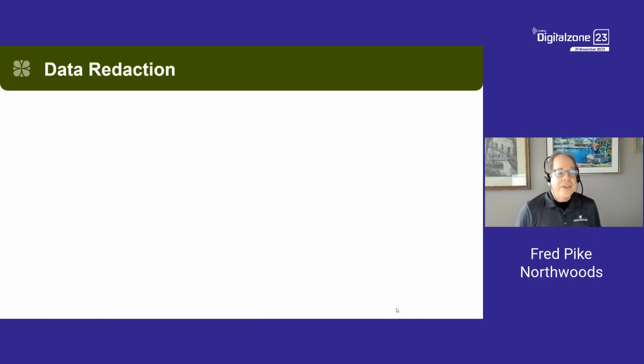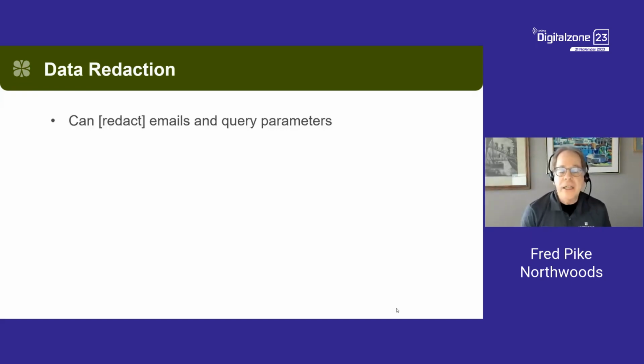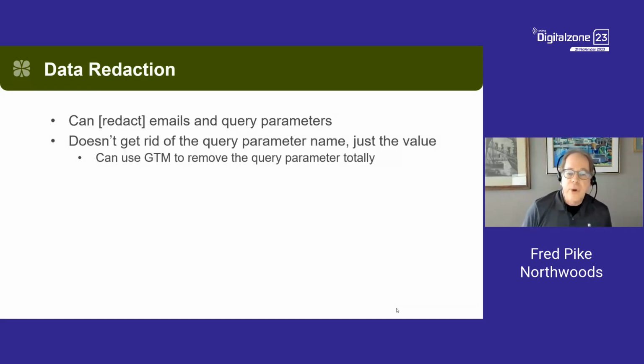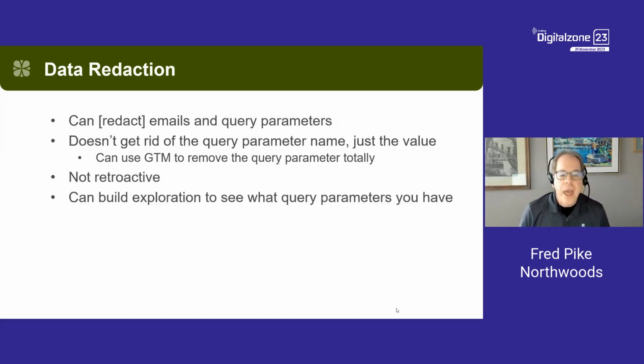Okay. Next thing we're going to talk about is data redaction, which is a brand new feature, relatively new, 6 weeks maybe, in GA4. What it lets you do is redact emails and query parameters. It's not going to get rid of the query parameter. You could use GTM if you need to get rid of some of the query parameters. And it's not retroactive either, like so many things.